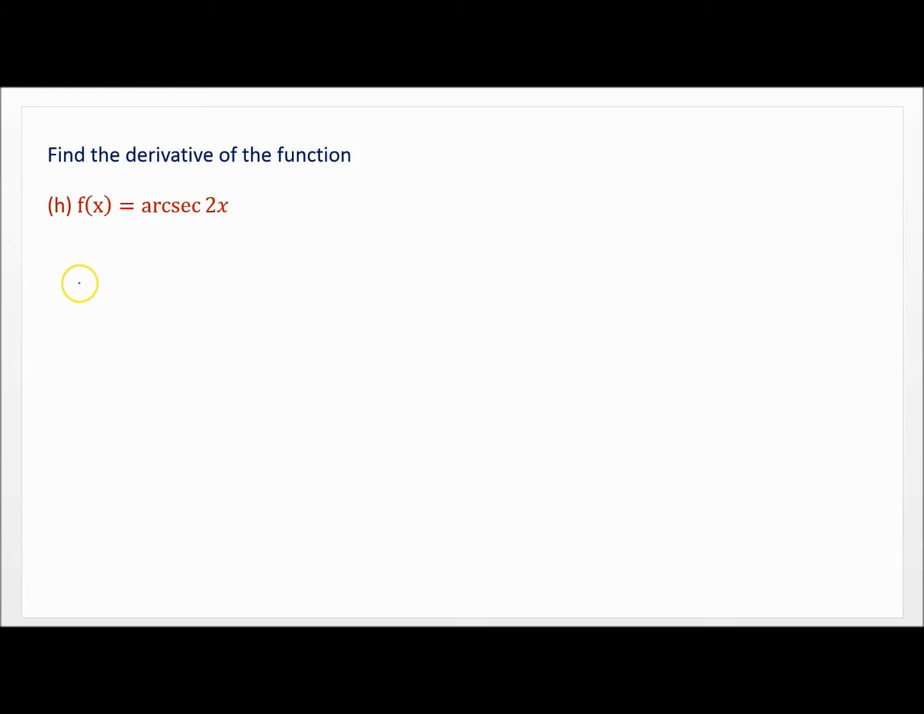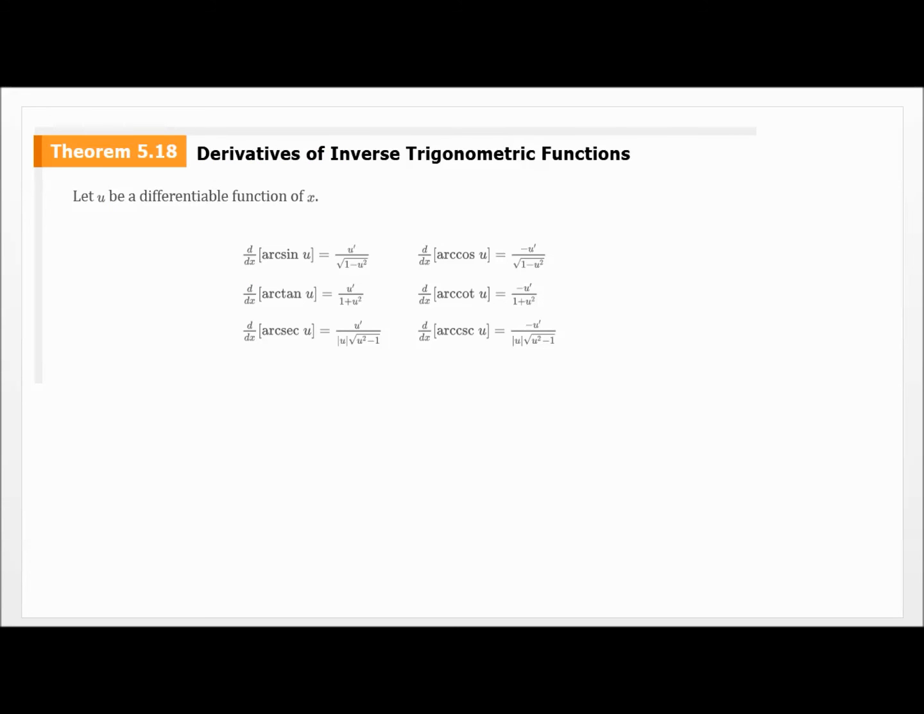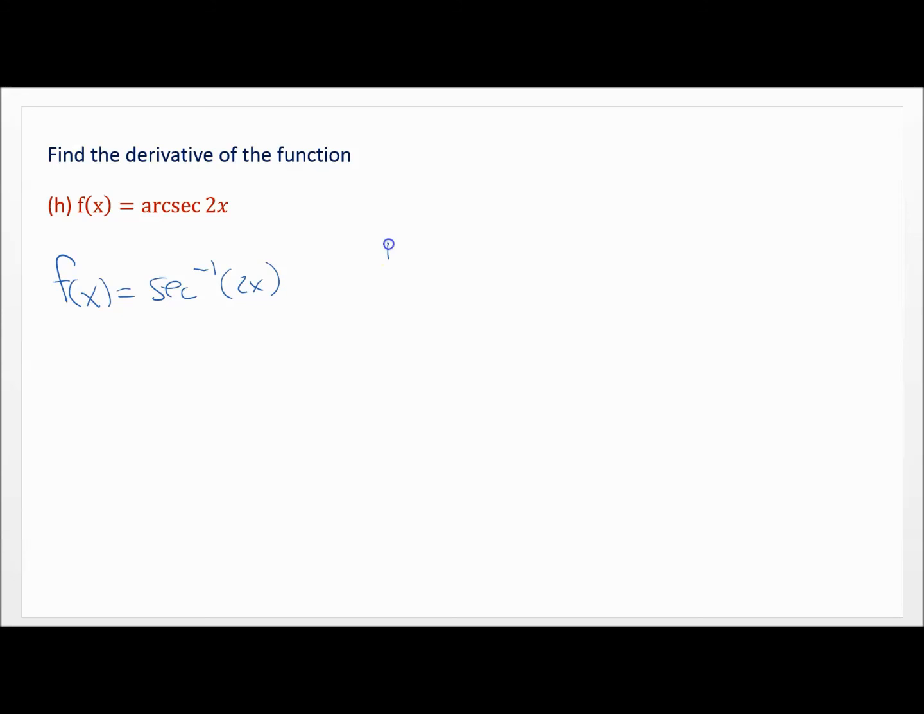So next, let's find the derivative of arc secant of 2x. Now keep in mind, the same problem could look identical to this: the inverse secant of 2x. That's the same function, just different notation. But no matter, I need to look up the formula. So to take the derivative of arc secant or inverse secant, it's u primed over the absolute value of u times the square root of u squared minus 1. So let's write that down first.